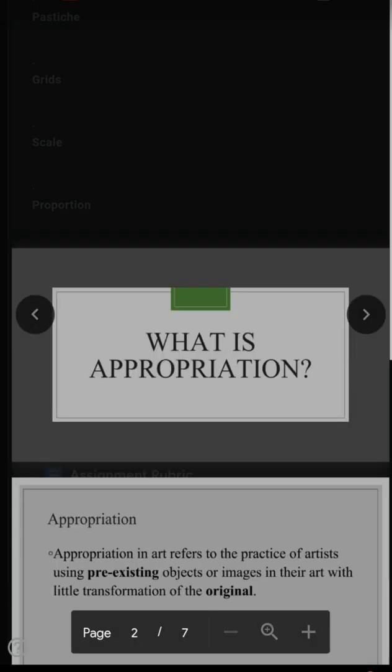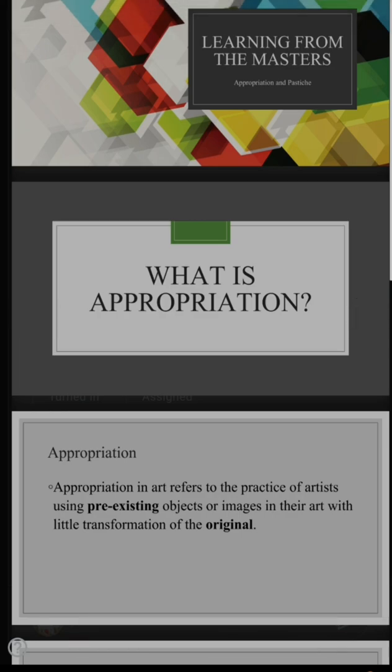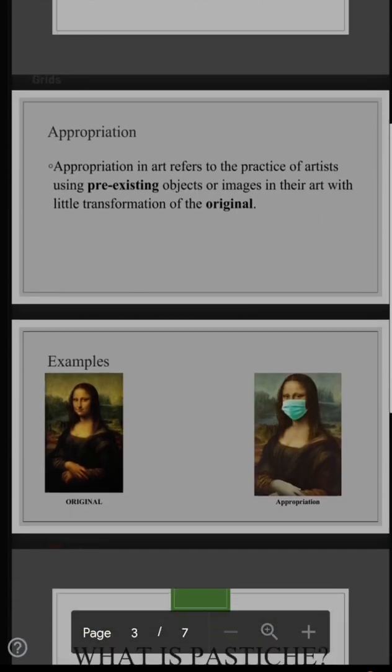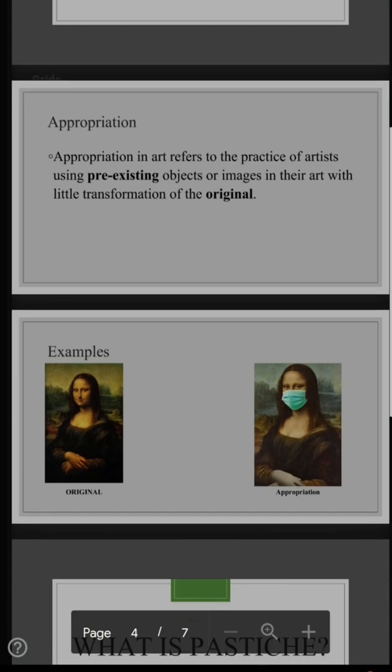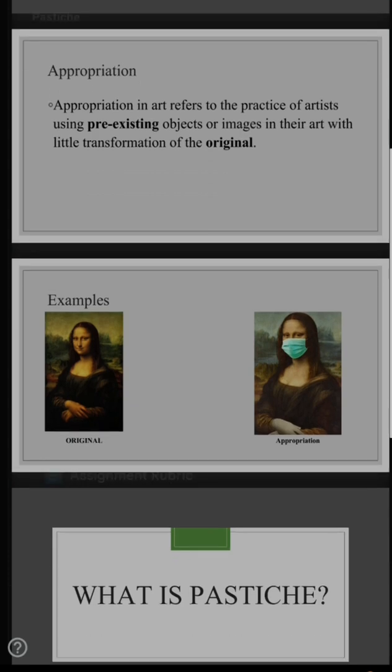So now we're going to first try to understand what appropriation is about. You want to go to the PowerPoint presentation, which talks about learning from the masters, and we break down what appropriation is. We have that definition there that I just showed you on Google. It speaks about using pre-existing objects or images and you do a little transformation to it. When you look at the example here, you'll see the original work on the left and the appropriation on the right. The original work is how it normally looks when the artist made it, right? Now, when you are doing an appropriation, you edit the work, but you do little edits.